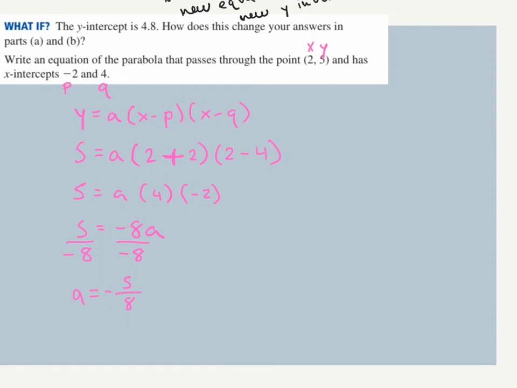Now what are we going to plug into our equation? The a, the x, and the y. We plug in the a, what else? The p and q. We plug in our a, our p, and our q. So we have y is equal to -5 over 8 times x minus p, which is -2, so it becomes a plus, and then x minus 4. So this is our equation of our parabola.